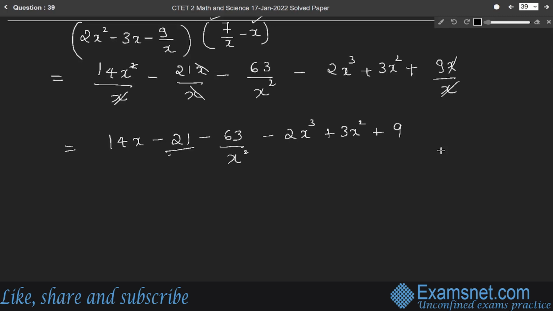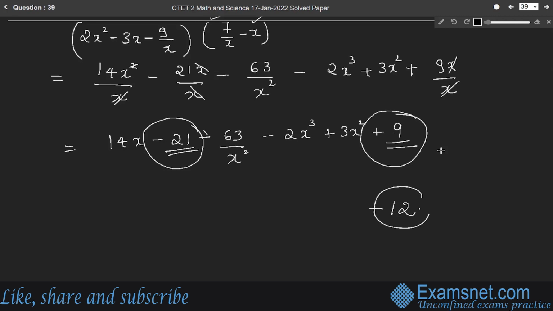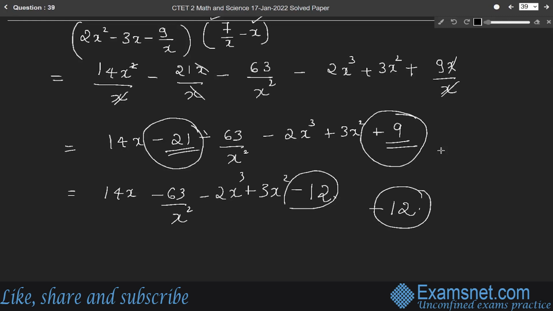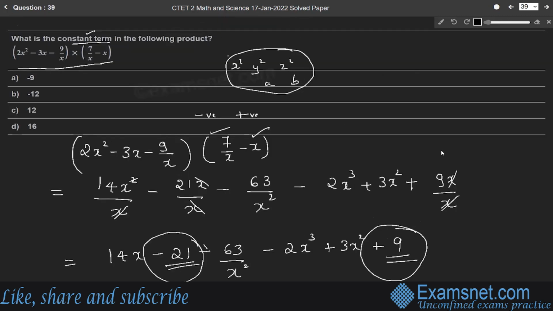Here minus 21 is a constant term and plus 9. Therefore, consider only constant terms which do not have any variables. Minus 21 plus 9, which is minus 12. Therefore, 14x minus 63 by x square minus 2x cube plus 3x square minus 12. Therefore, the constant term is minus 12. Hence, option B is the right answer.